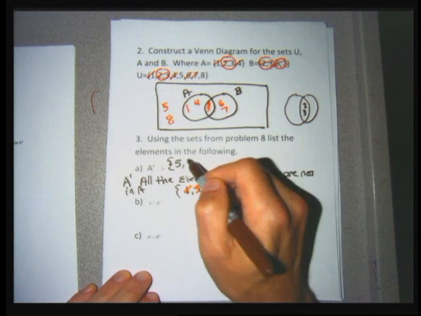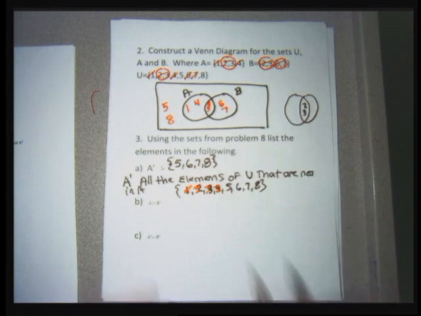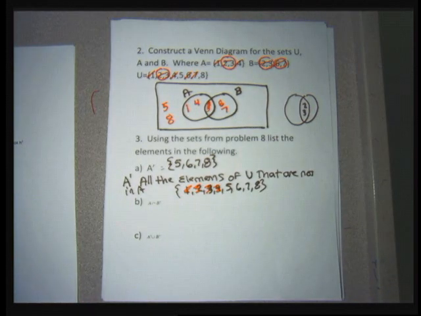A prime or A complement is going to contain the numbers 5, 6, 7, 8. They're the 4 numbers in the universal set that aren't in A.